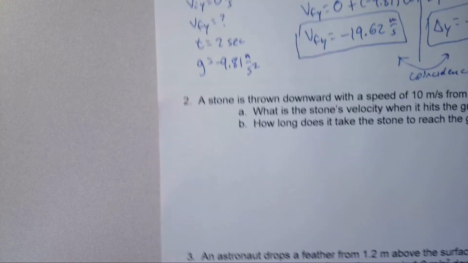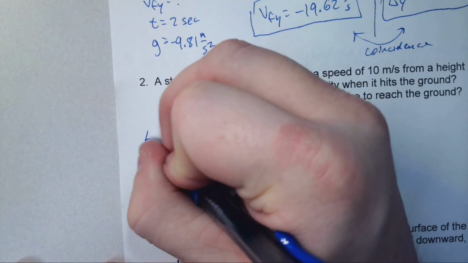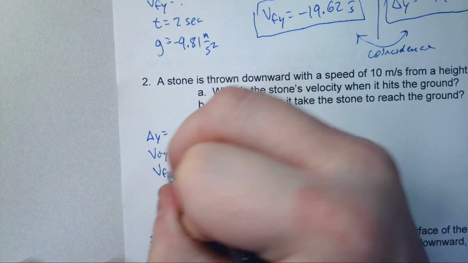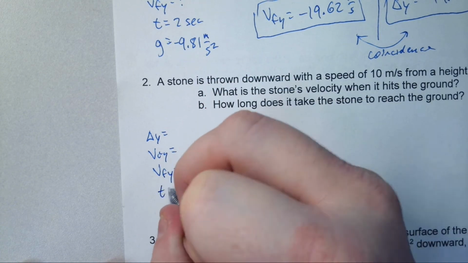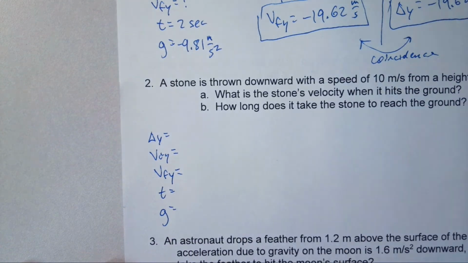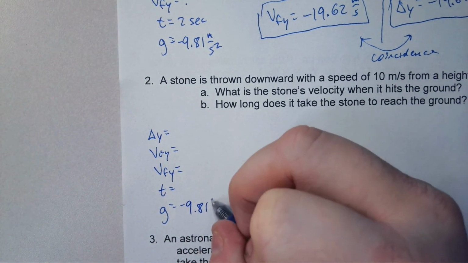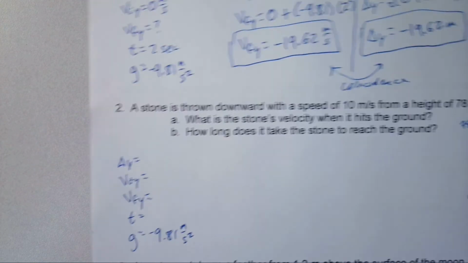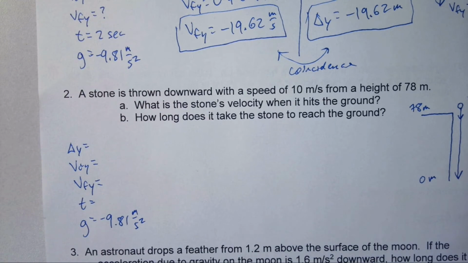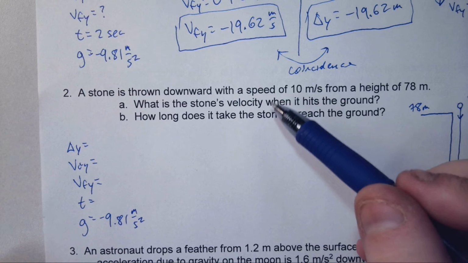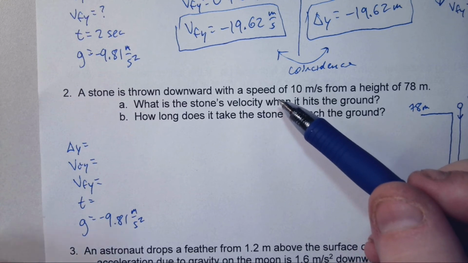So we'll go ahead and write out our variables: VIY, VFY, T, and then G. We are on Earth, so we'll use negative 9.81 meters per second squared. But then we have to look carefully at what we're given here, because remember, we have to know the difference between speed and velocity. Speed is how fast you're going. Velocity is how fast you're going and in which direction.